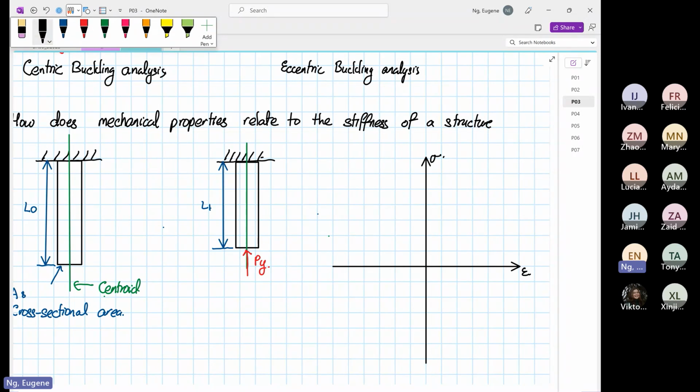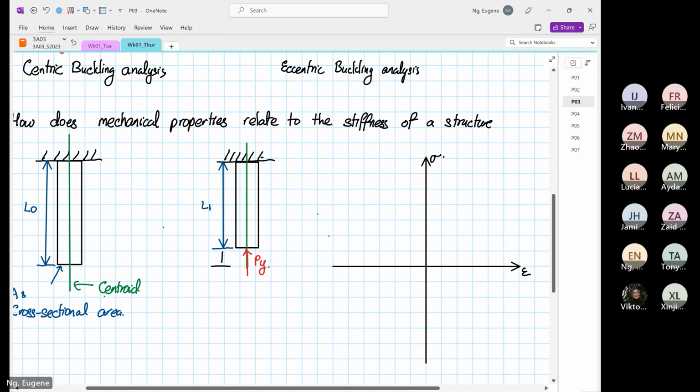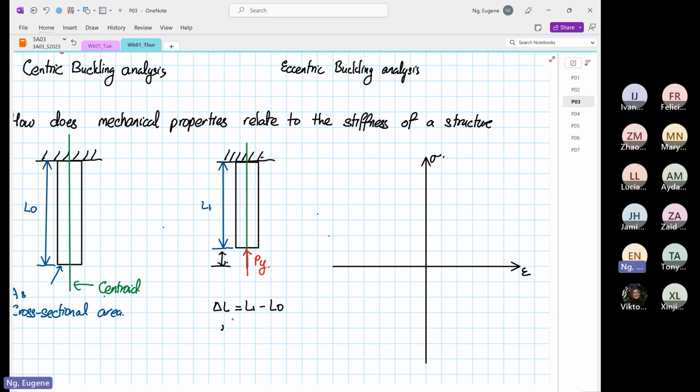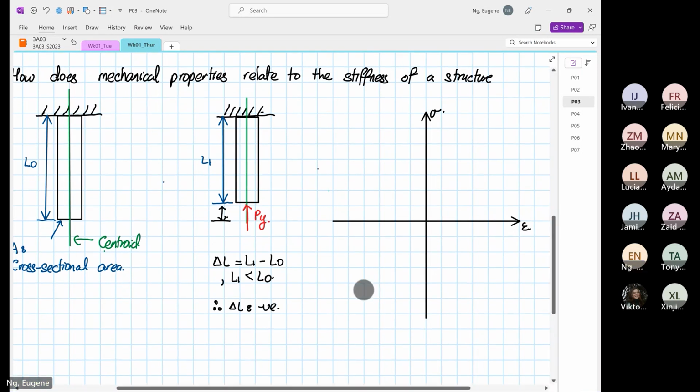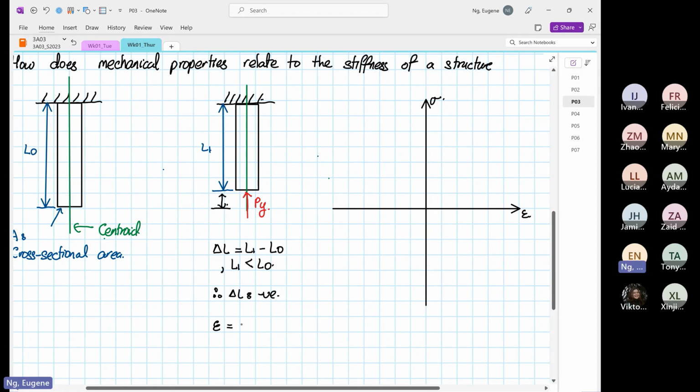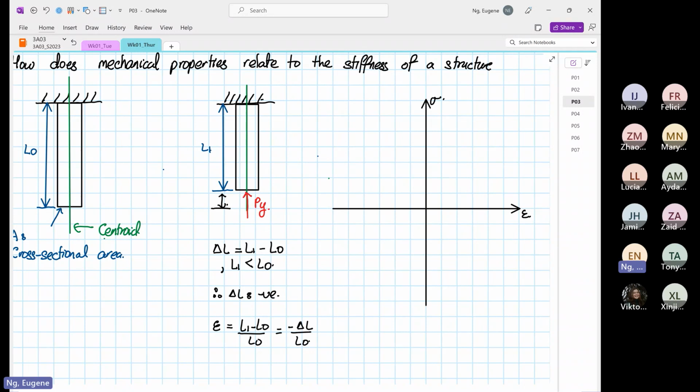Because of our loading, if we were to calculate delta L, this distance is our delta L, and delta L is equal to L1 minus L0. We know that L1 is less than L0. Therefore delta L is negative. To determine strain, it is L1 minus L0 divided by L0, which is equal to negative delta L over L0. So strain is negative. On this side epsilon is positive, over this side epsilon is negative.